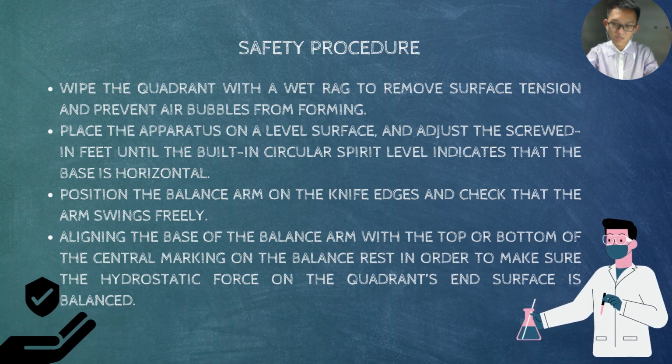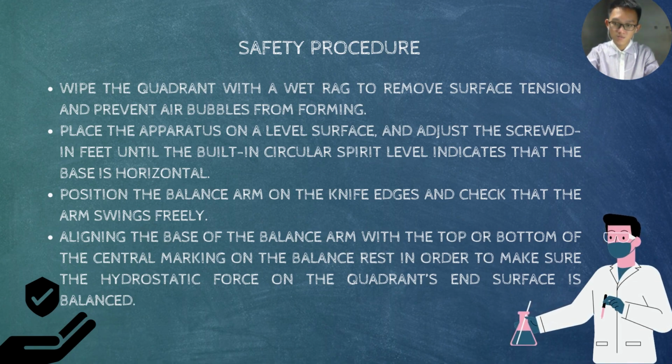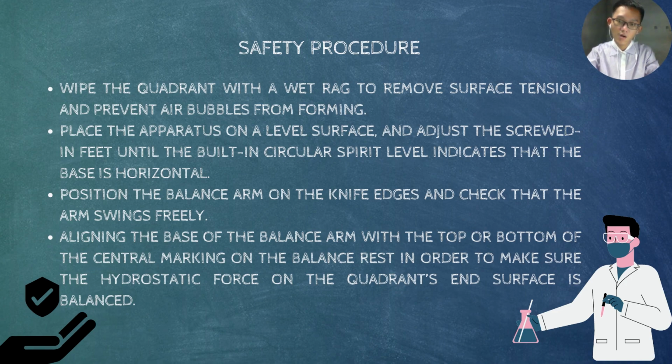To prevent accidents during the experiment, a few steps need to be taken. First, wipe the quadrant corners with a wet cloth to remove surface tension and prevent air bubbles from forming. Besides, place the apparatus on a level surface and adjust the screw feet until the built-in spirit level indicates that it is horizontal. We should position the balance arm on the knife edge and check that the arm swings freely. Align the base of the balance arm with the top or bottom of the central marking on the balance rest to make sure that the hydrostatic force on the quadrant surface is balanced.